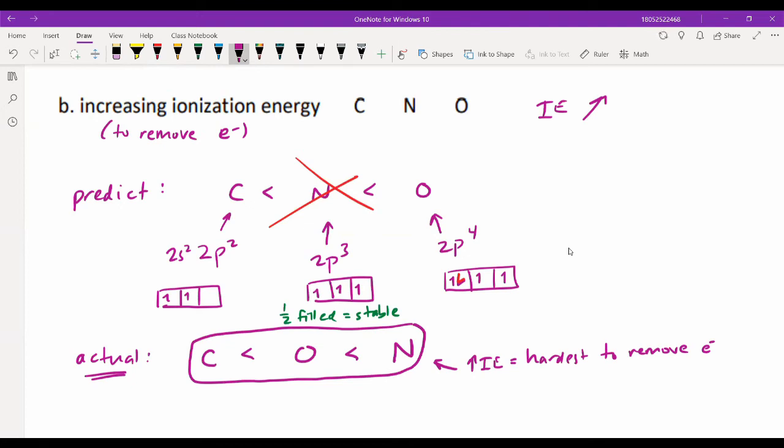All right, so just to point out, I think, again, this is really tricky and something that you would have to write the configurations and just look at them, see if you have a half-filled or something that has a full subshell. Obviously, that's also very stable. And in those cases, you can get little changes in the normal trend. So just wanted to throw that out there.